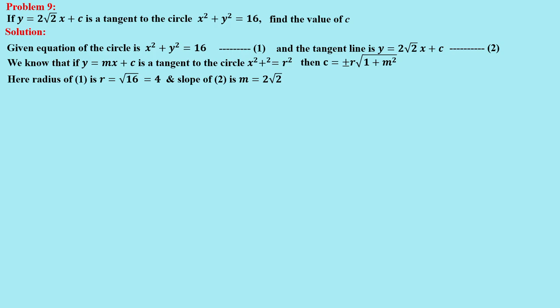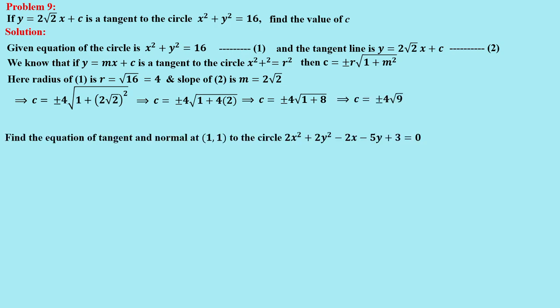Slope of 2 is m, y is equal to mx plus c, right? m is nothing but 2 root 2, the coefficient of x. Therefore c is equal to plus or minus 4 into root of 1 plus m square, substituting all the values, 1 plus (2 root 2) square, which is 1 plus 4 into 2, that is plus or minus 4 into root 9, that is equal to 3, 4 plus or minus 4 into 3, that is equal to plus or minus 12, right? That is the value of c.